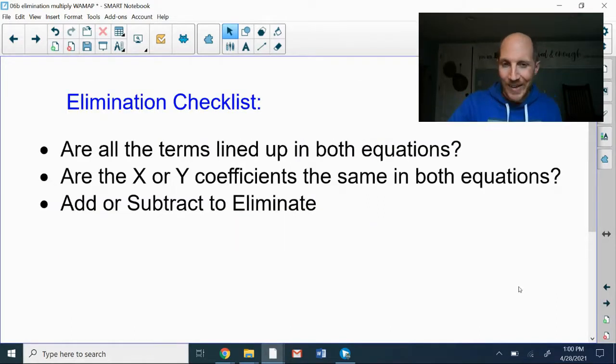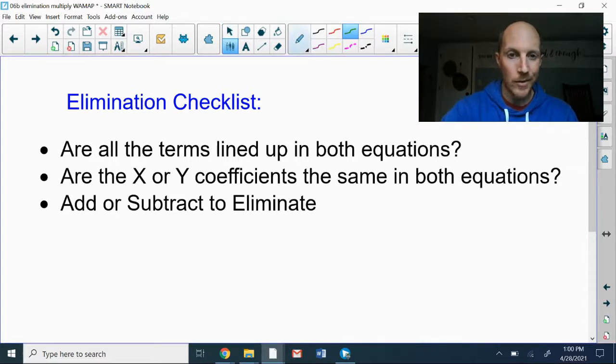So remember this checklist from last time, I hope, our elimination checklist. We've got to make sure all the terms are lined up in both the equations. Are the x and the y coefficients the same in both equations? Does either the x or the y have the same coefficients? And decide, should we add or subtract in order to make elimination happen?